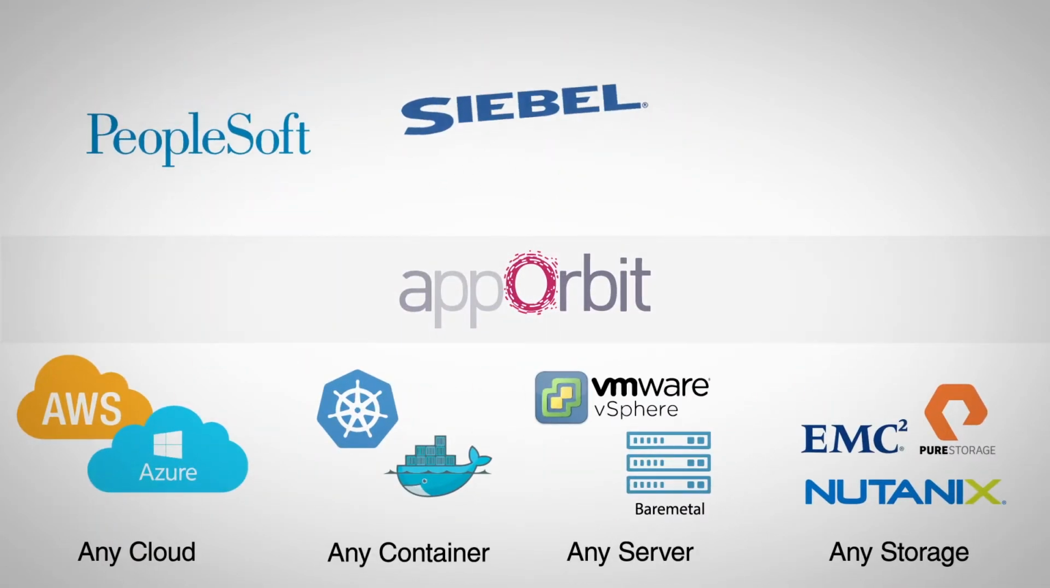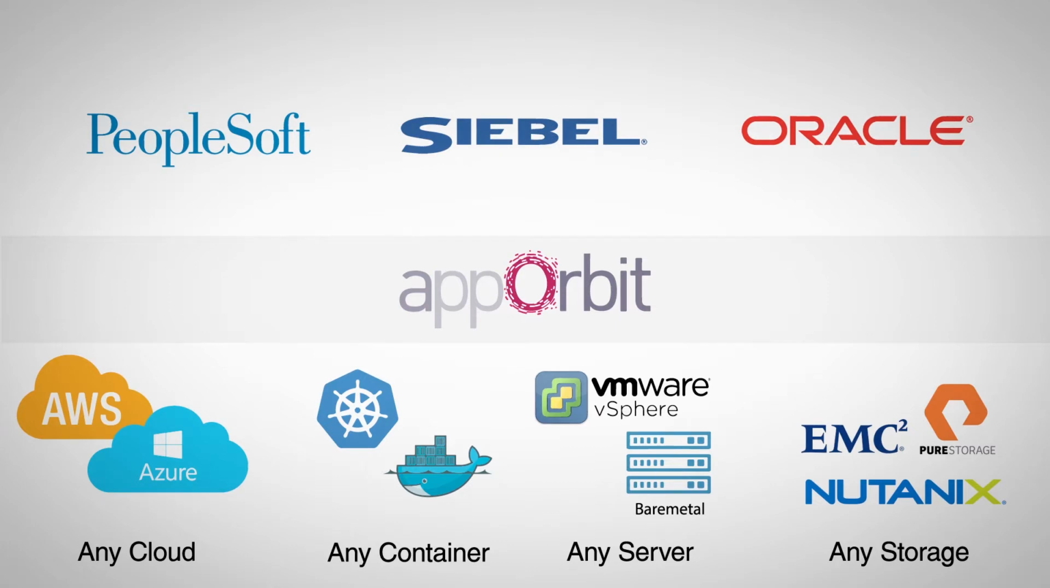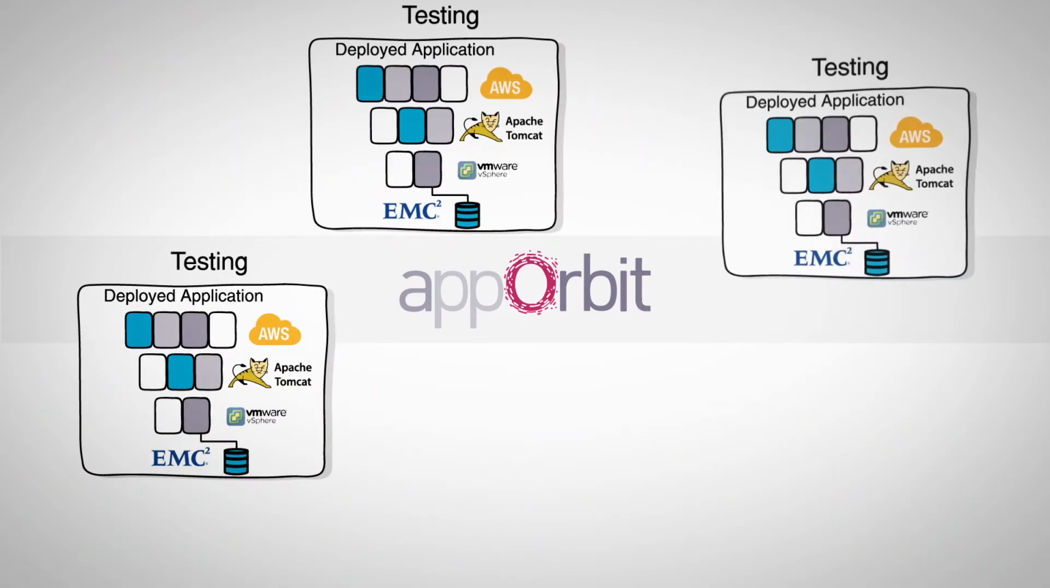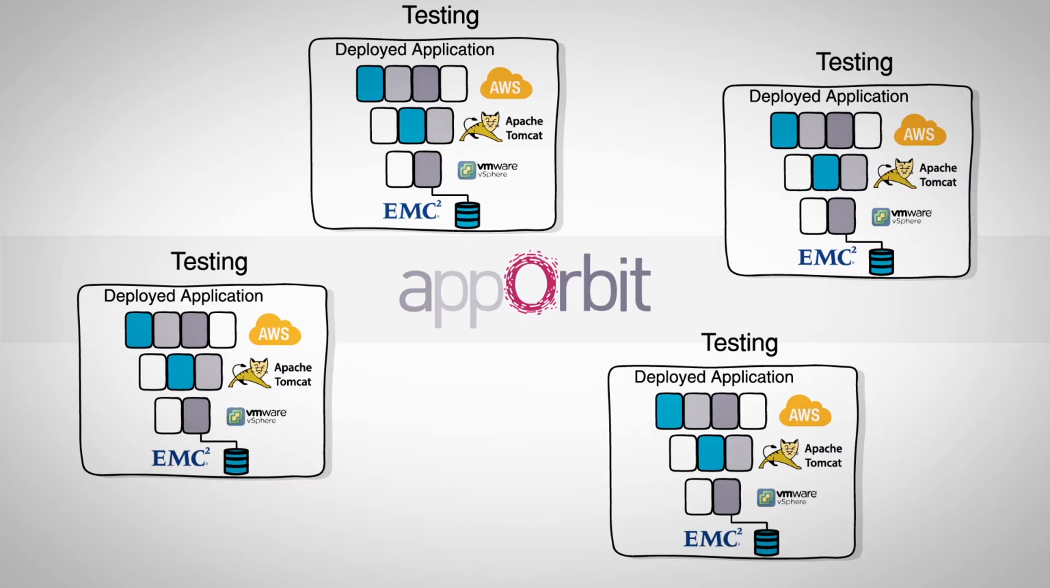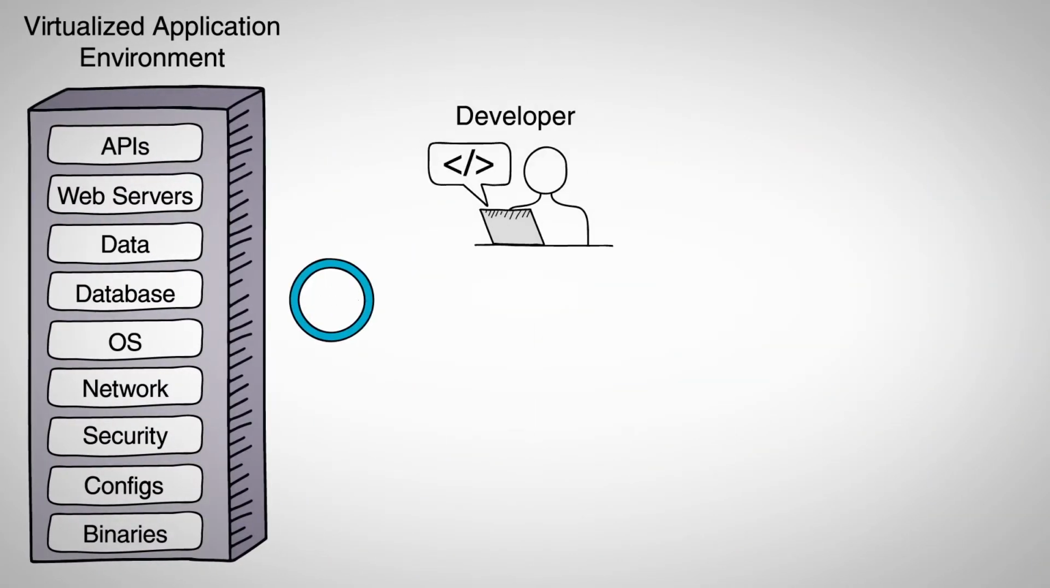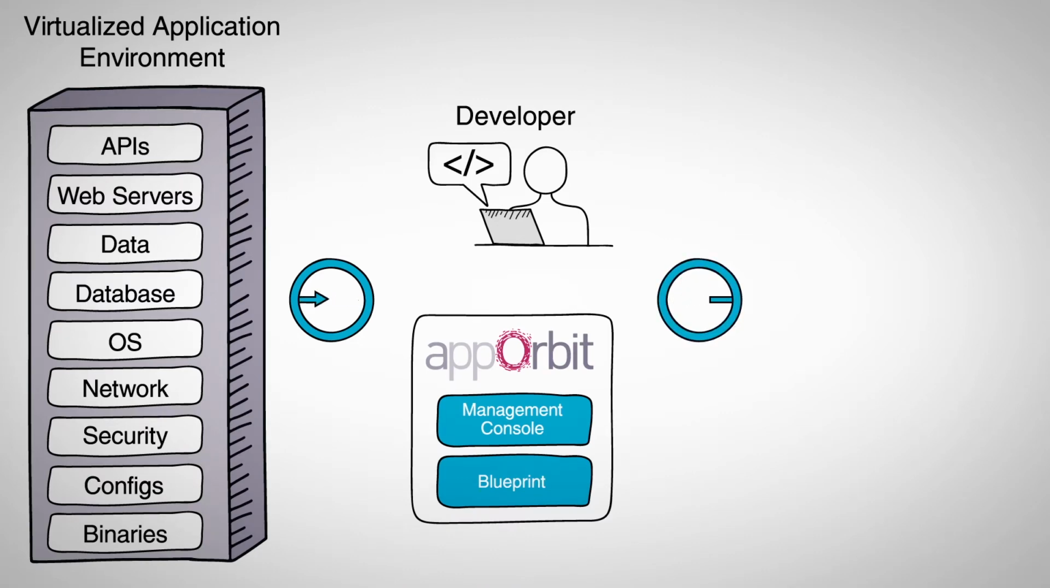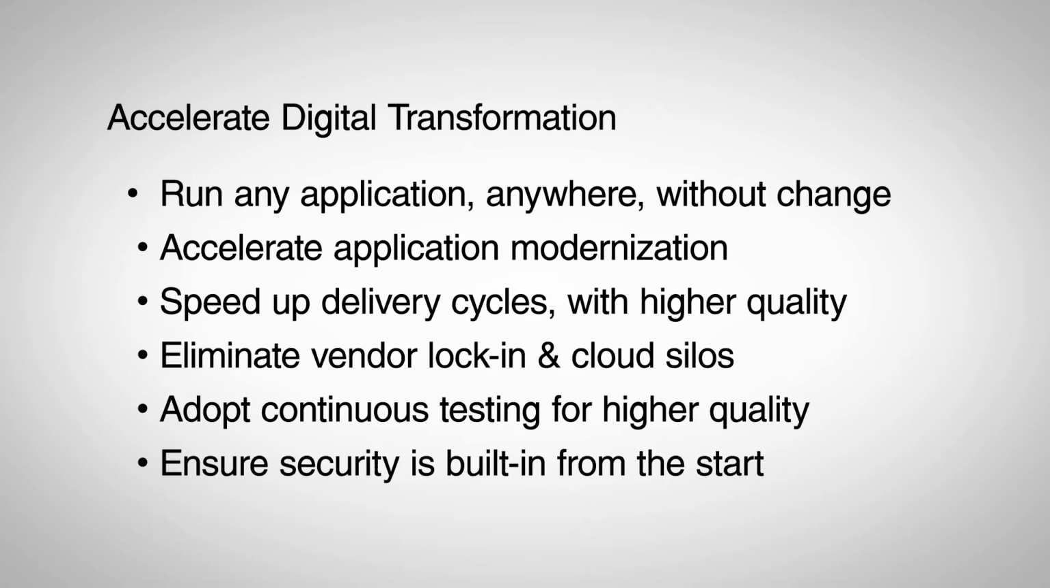This dramatically speeds up application modernization projects, accelerates integration testing, performance testing, planning, and migration, and empowers developers with a platform that simplifies the building, testing, and deployment of new applications. appOrbit customers are accelerating digital transformation.